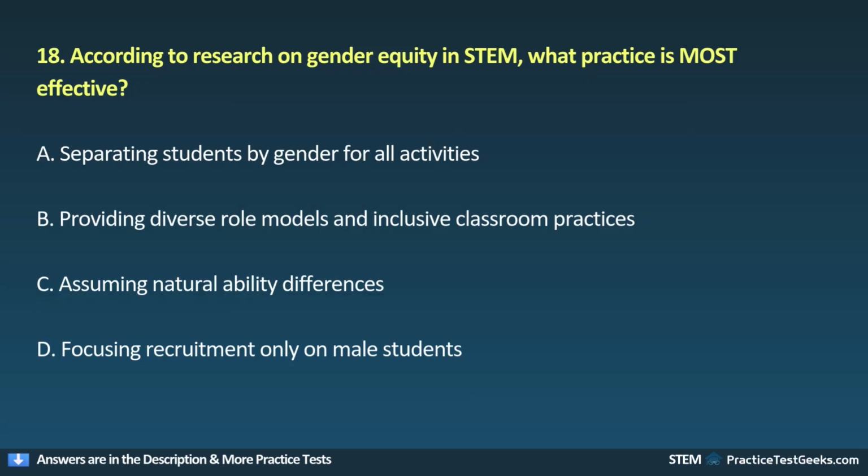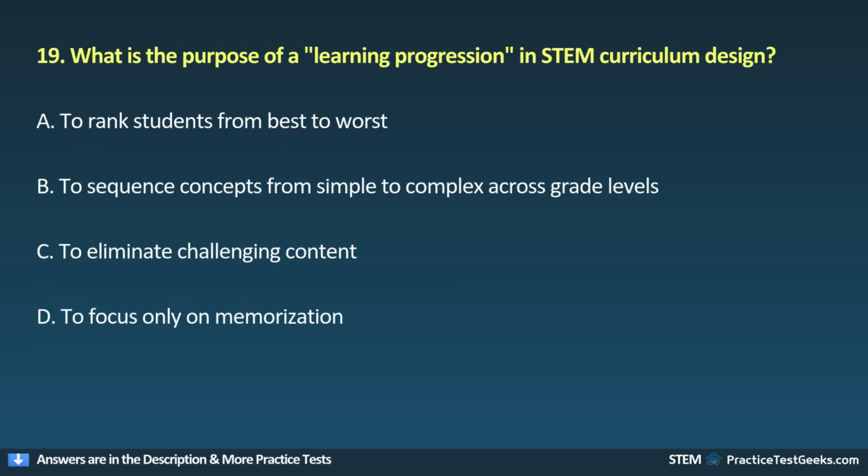B. Providing diverse role models and inclusive classroom practices. C. Assuming natural ability differences. D. Focusing recruitment only on male students. 19. What is the purpose of a learning progression in STEM curriculum design? A. To rank students from best to worst. B. To sequence concepts from simple to complex across grade levels. C. To eliminate challenging content. D. To focus only on memorization.